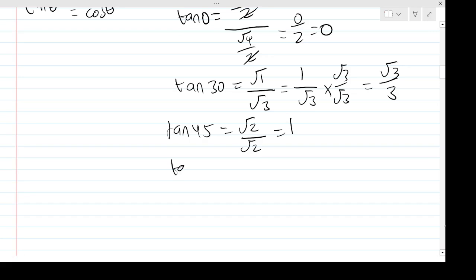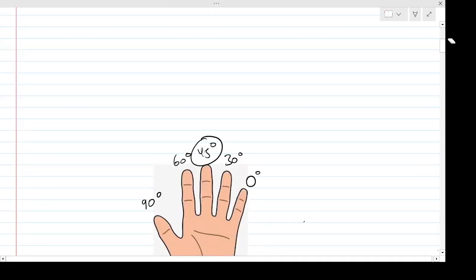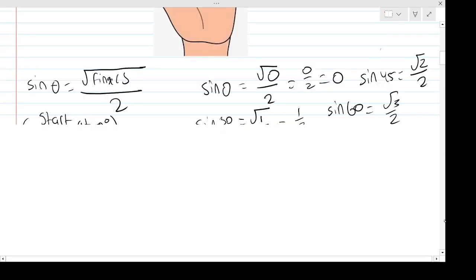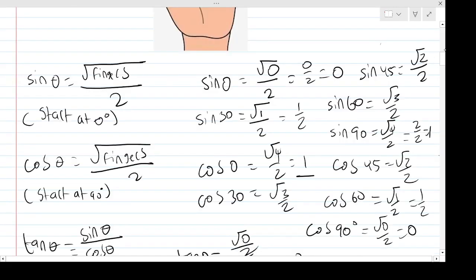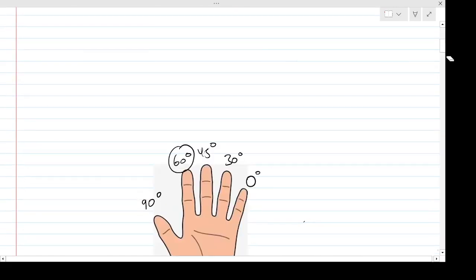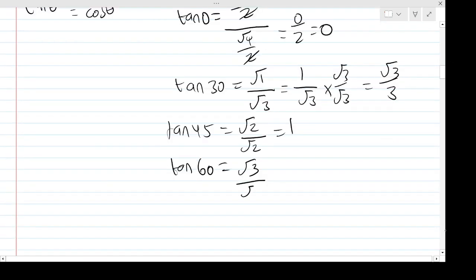Then if we add tan of 60, well, we need sine 60 firstly, so if we start at 0 for sine, it'd be 1, 2, 3 fingers, so that'd be root 3. And then over the cos of 60, well, we start at 90 for cos, we just move 1 finger, okay? So then that'd be root 1. And so then we have root 3 over root 1. Well, root 1's 1, so you just get root 3 for tan 60.